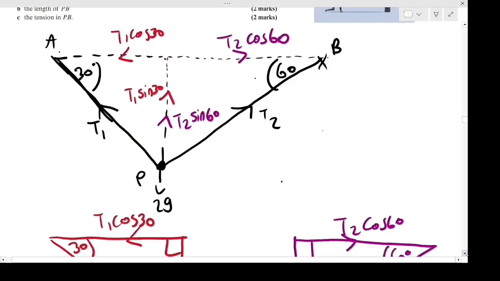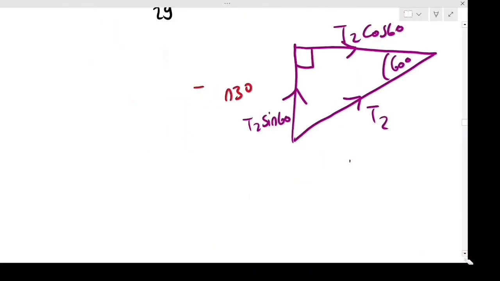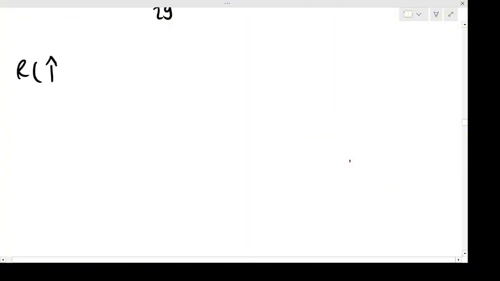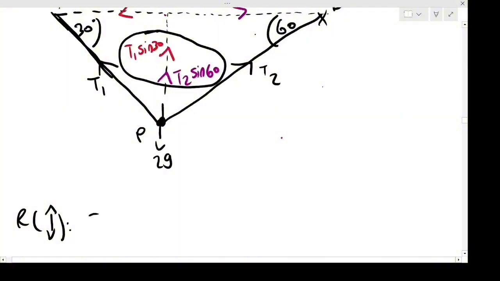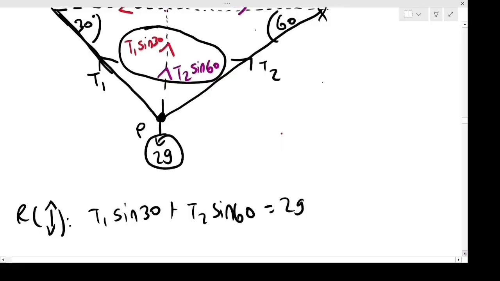Firstly, I'm going to get rid of this triangle now just to make room. These triangles, so hopefully happy with that again. So if I firstly look up and down, well, actually it's these two forces here, they both act up. That's T1 sine 30 plus T2 sine 60. Then that's going to equal the downwards force, which is 2G here. Again, they're equal because it's in equilibrium.